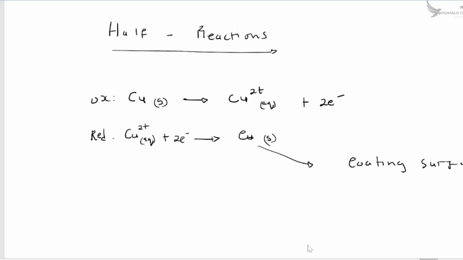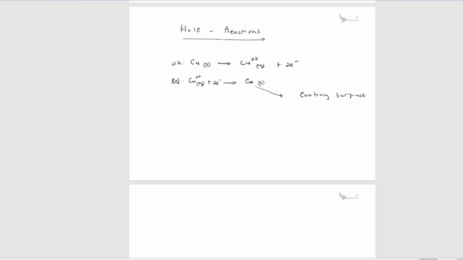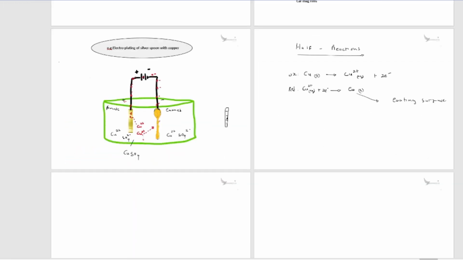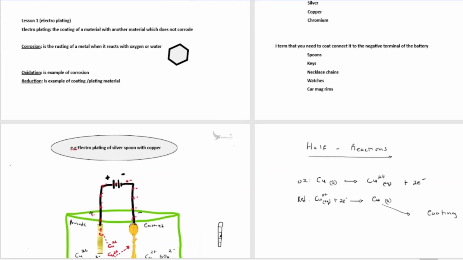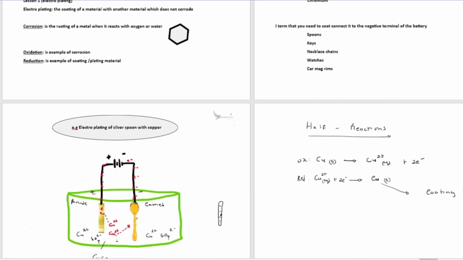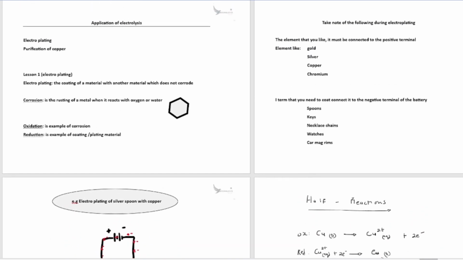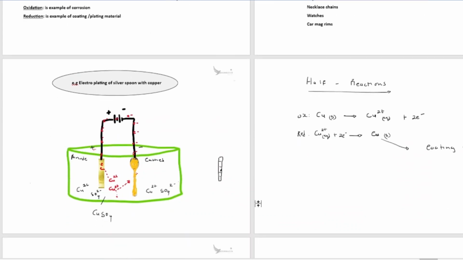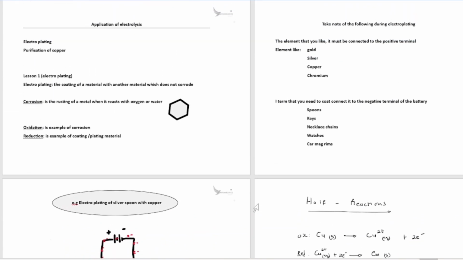So what you need to understand here is very, very simple. I think this was a very simple approach, especially when it comes to electroplating. So electroplating is nothing special or difficult. It's just about plating a metal with another metal. You can see the summary there.